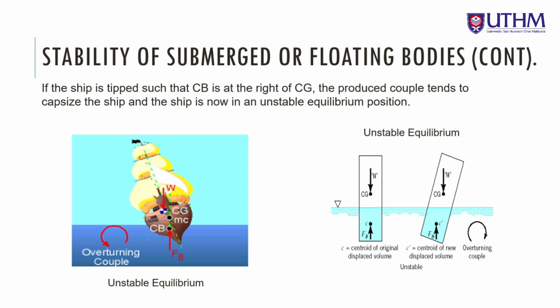Dan ship ni boleh terbalik. Kalau tengok dekat sini, nampak? Dia akan produce unstable equilibrium. Dengan wujudnya overturning couple, ship ni boleh terbalik ataupun boleh tombang sebab dia tak stabil.